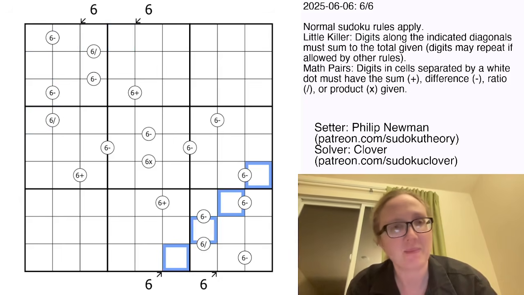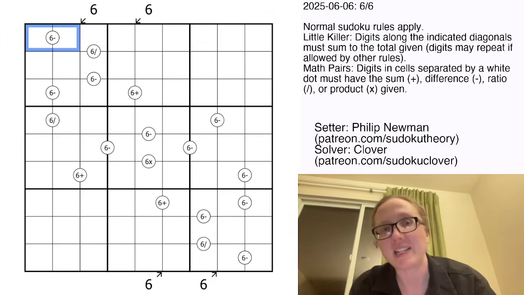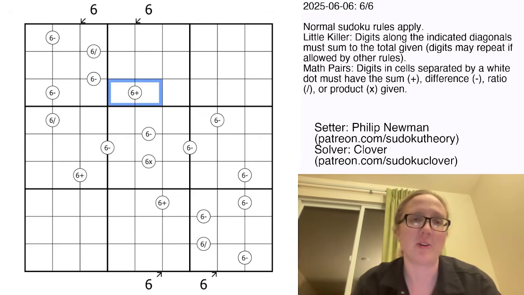is 6. And then the math pairs tell you about the mathematical relationship between the two digits in the adjacent cells. So for instance, one of these cells contains a digit that when you divide it by the other one gives you 6. One of these cells, when you subtract the other one, gives you 6. One of these cells, when you add the other one, gives you 6, and so on.